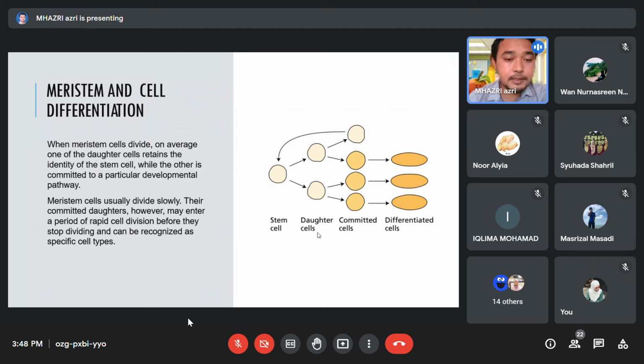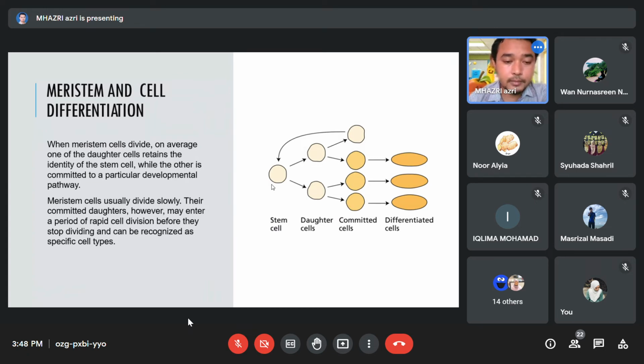When meristem cells divide, on average, one of the daughter cells will retain the identity of the stem cell. So as I explained earlier, meristem cells will divide at a rate slower than differentiated cells. And when the meristematic cells differentiate, at least one of the daughter cells will remain as a meristematic cell. So meristematic cells usually divide slowly compared to other committed daughter cells.